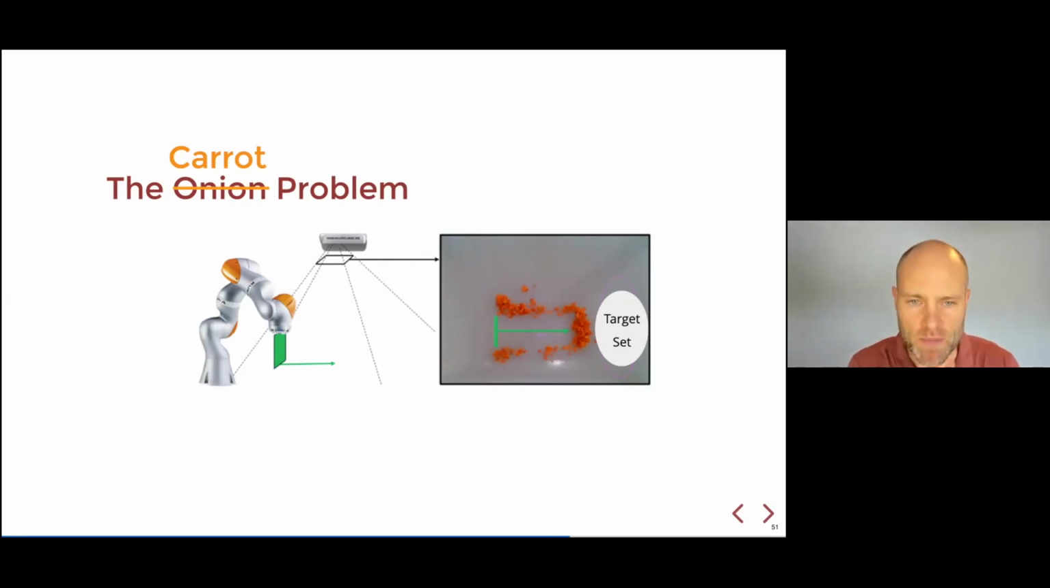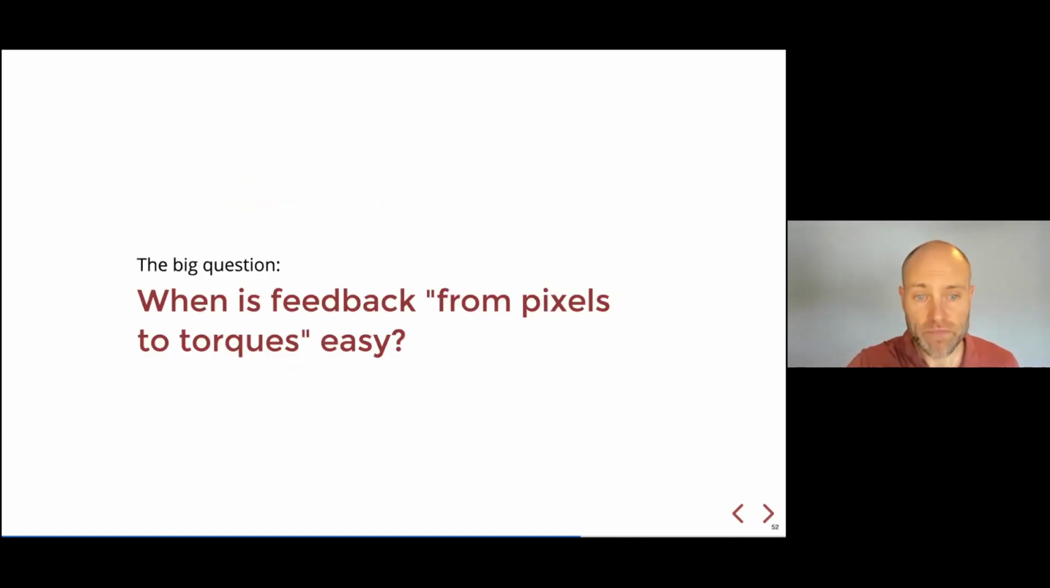And so the specification here is to push. You've got a dull slider that you're trying to use to push the carrots into some target set on the board. As long as all the bits are in the target set, you've accomplished the task. And the reason we wanted to study this was about state representation, but it was also really about this question of feedback from pixels to torques.